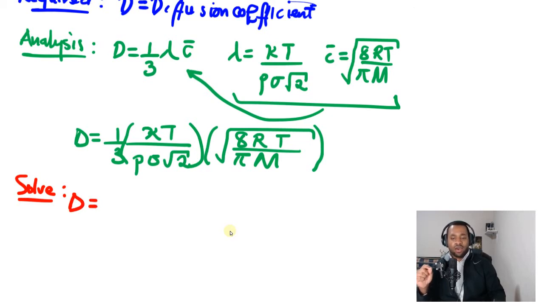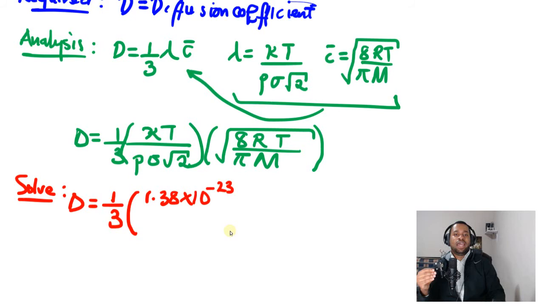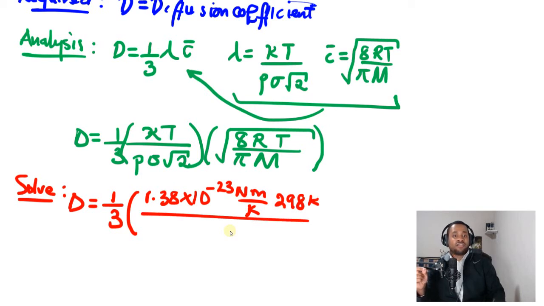And so our D, which is now in terms of the variables in the givens, is now 1/3 multiplied by 1.38 times 10 to the negative 23. Take note that the unit of our k is in joules, and we know that joules is measured in newtons multiplied by meter, and this is all divided by kelvins, and we know that our temperature is, in this case, 298 kelvins, and this is all divided by our specific pressure, which is 10.0 pascals.